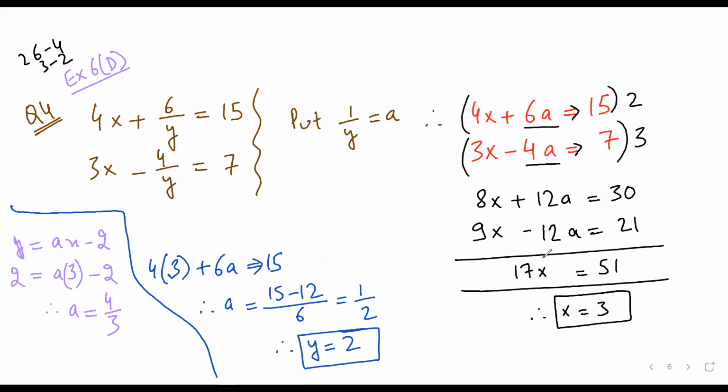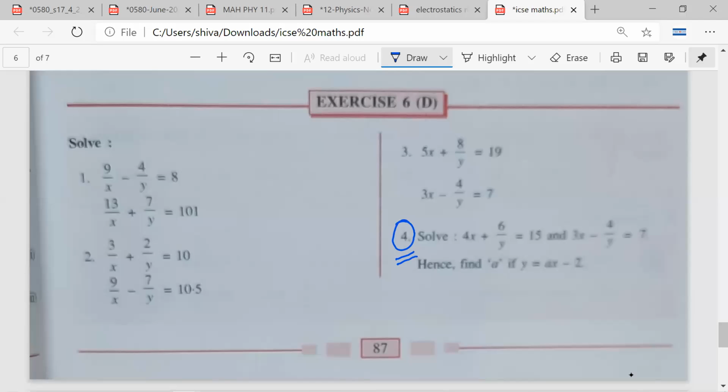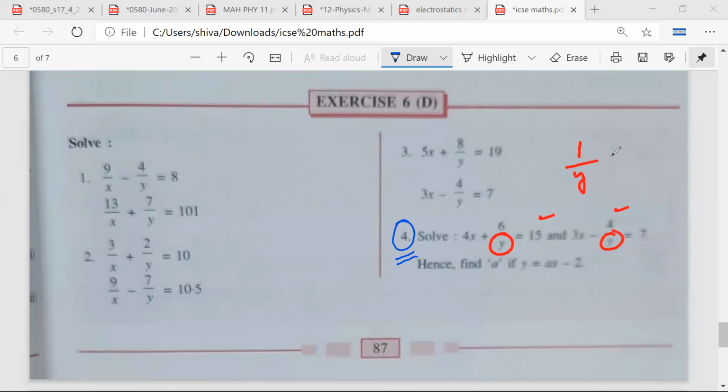Let's move to the next question. Question number 4. Solve this and this. Here, I need to substitute only the value of 1 upon y. I need to put just the value of 1 upon y to be any other variable, and I can solve for the other variable.